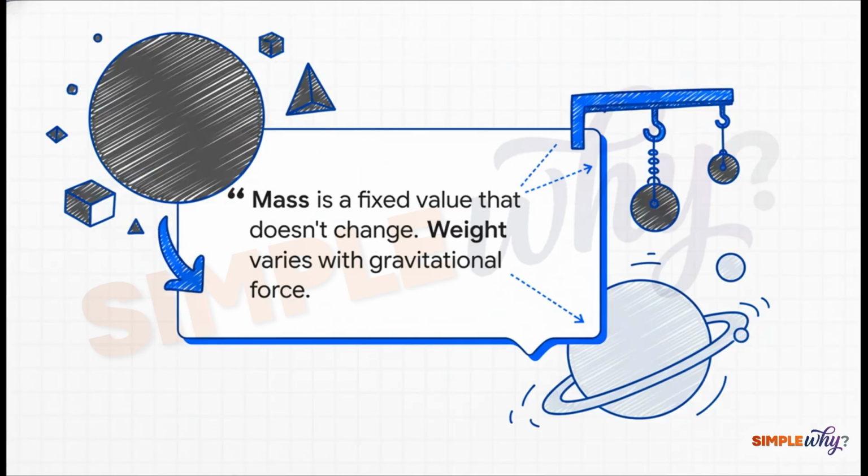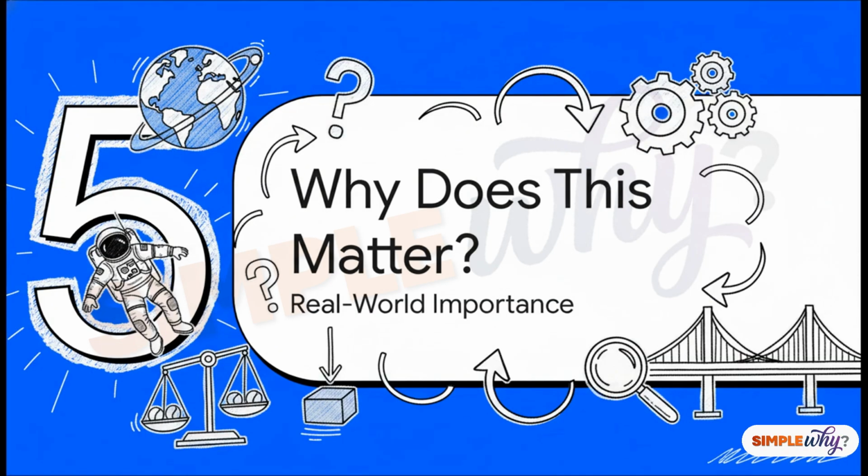And that really brings us to the most crucial point of all. An object's mass is this solid, constant number that never changes. Its weight, on the other hand, is totally dependent on where it is and how strong the gravity is in that spot. So at this point, you might be thinking, okay, that's a pretty cool piece of physics trivia, but why does this actually matter in the real world?